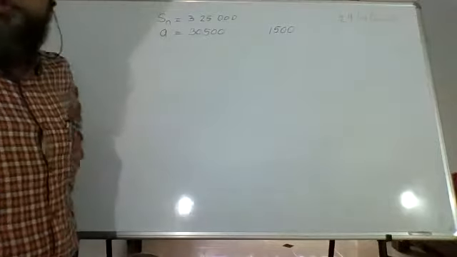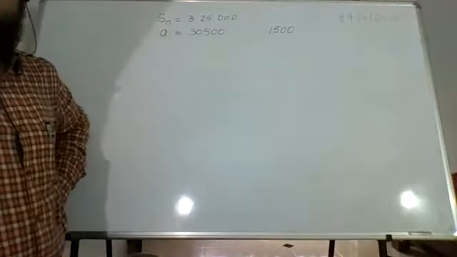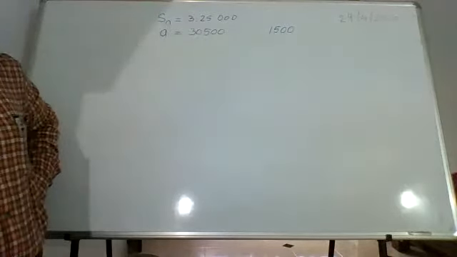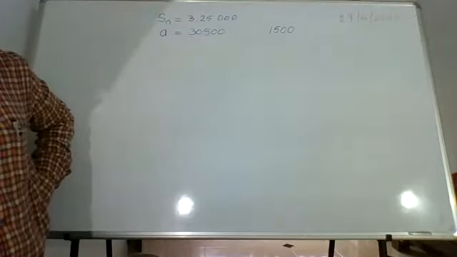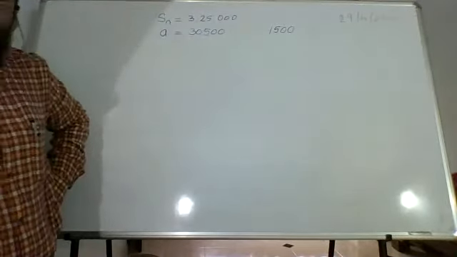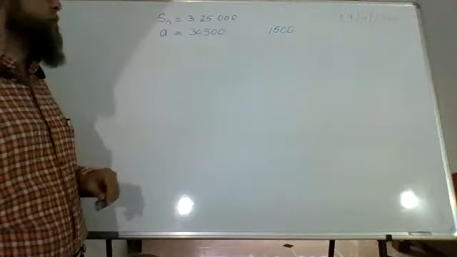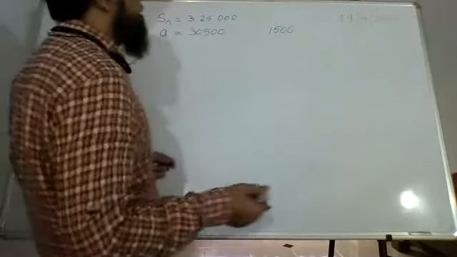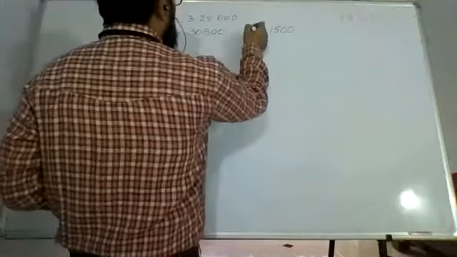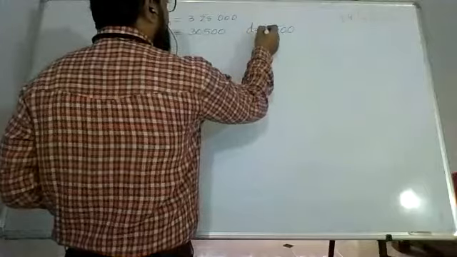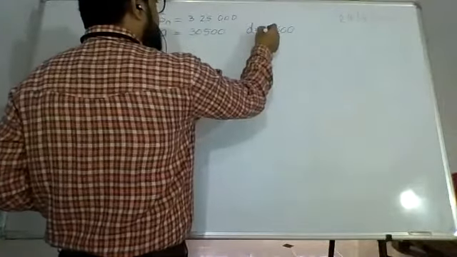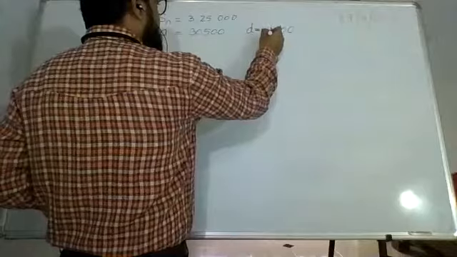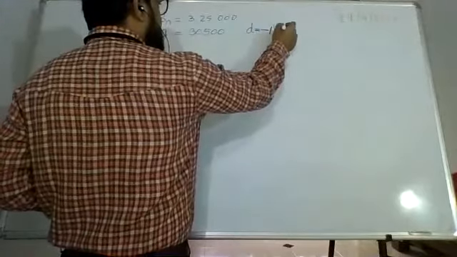So SN is 3,25,000. A is 30,500. What is 1,500? D. Yes. But that would be wrong because there's one more word: decreases. Decreases by 1,500. That means D is minus 1,500.